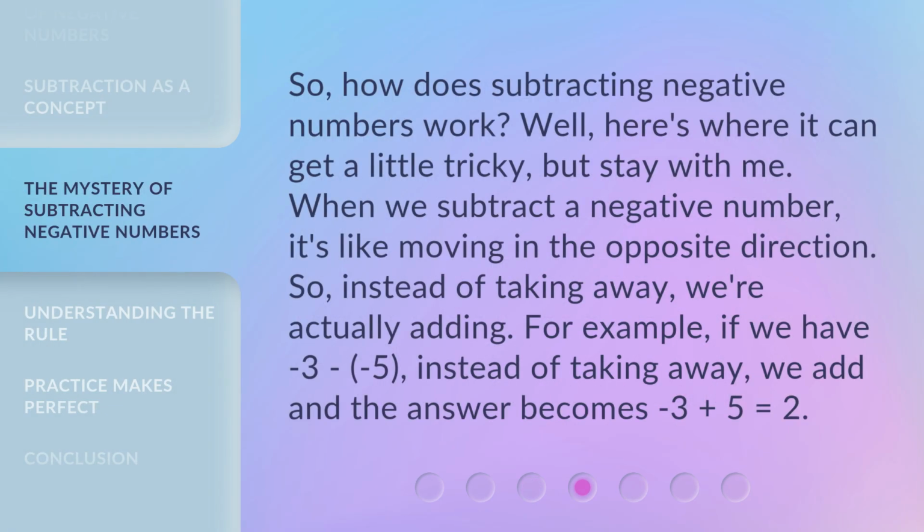So, how does subtracting negative numbers work? Well, here's where it can get a little tricky, but stay with me. When we subtract a negative number, it's like moving in the opposite direction. So, instead of taking away, we're actually adding. For example, if we have minus 3, minus 5, instead of taking away, we add and the answer becomes minus 3 plus 5 equals 2.